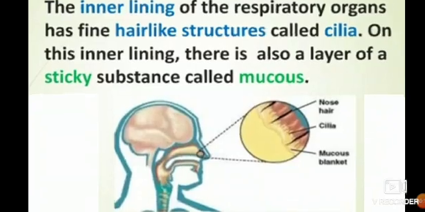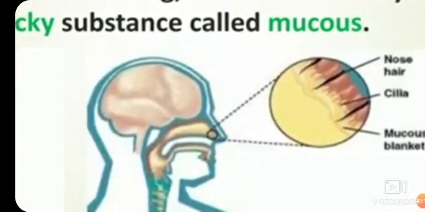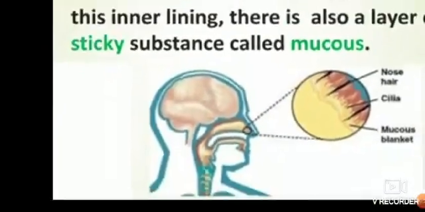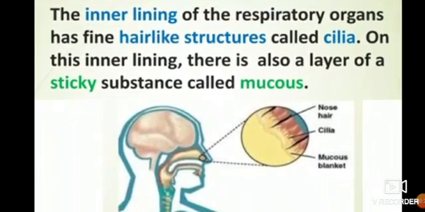Can you see in the picture over here? See, there is a fine hair-like structure, and that is known as cilia. And also there is a layer of a sticky substance in our nose that is known as mucus.